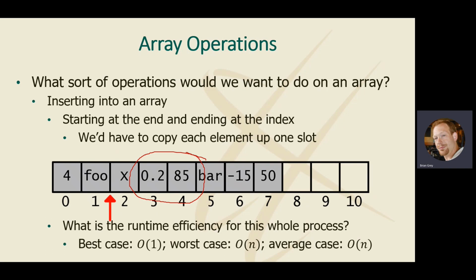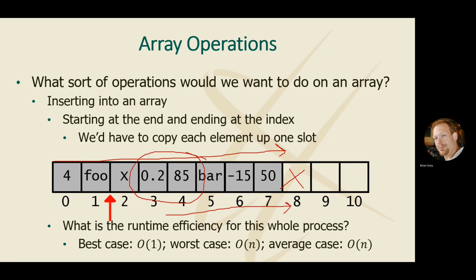So we can see that here. Our best case is constant, right? This is just one operation. Our worst case is proportional to n operations because I got to move everything down. And our average case is about half of them. Okay. What else would we want to do? What else could we want to do in this case?